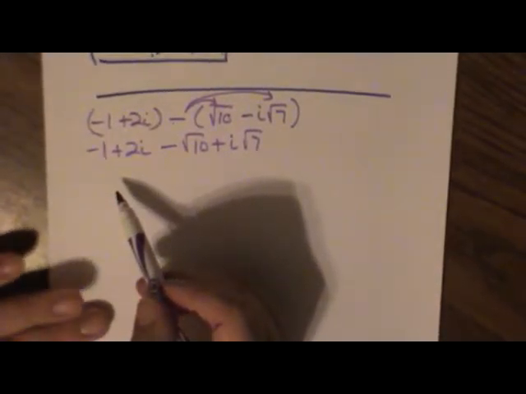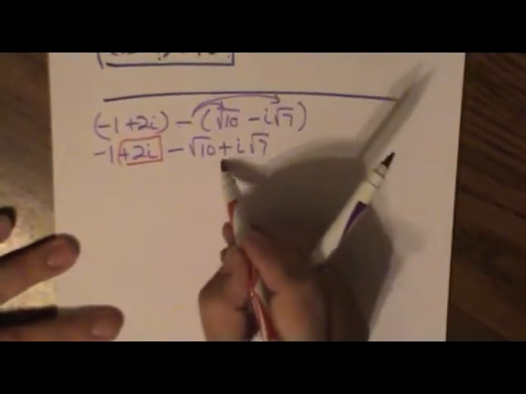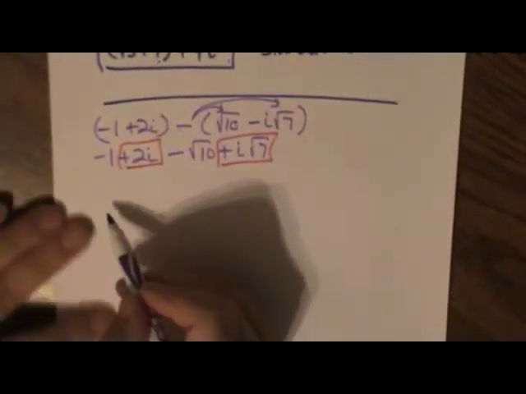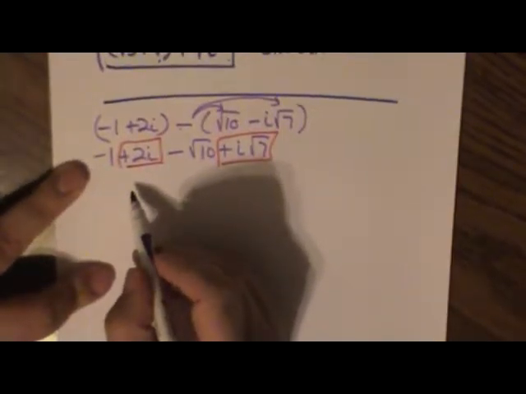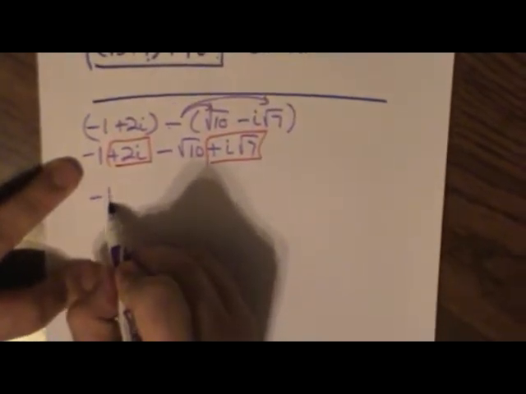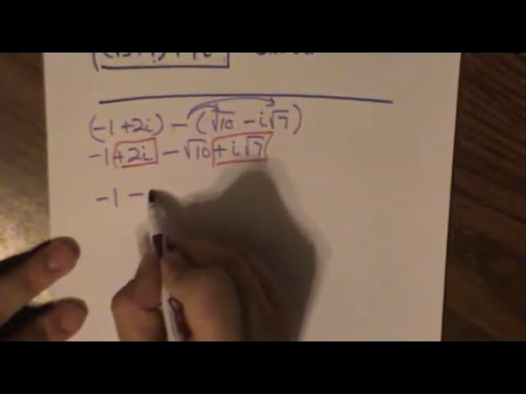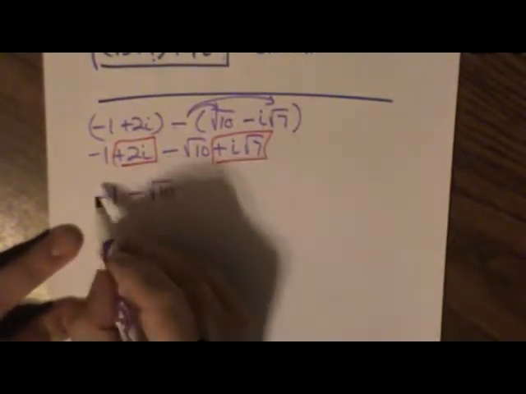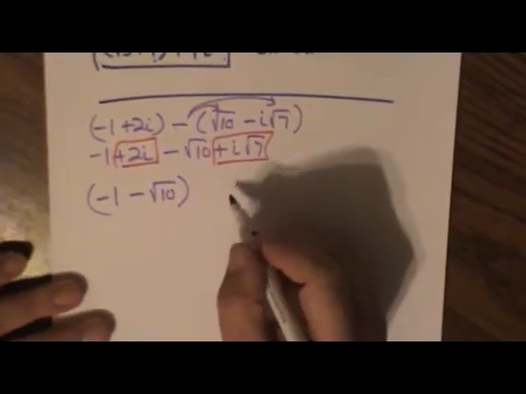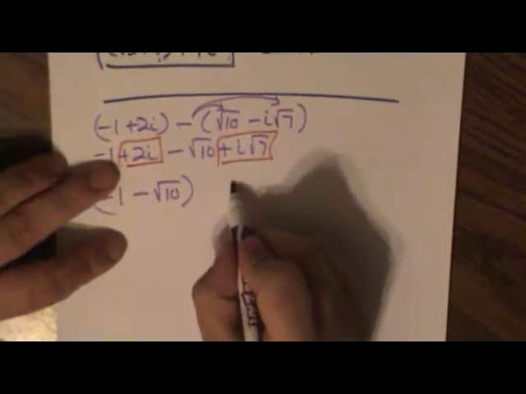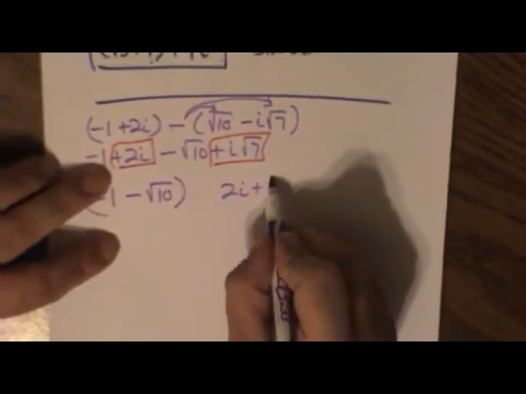Now we're looking at what our real parts are and what our imaginary parts are. The imaginary parts are easy to find because they're all the terms that have the i's in them. But we want to list the real parts first because in standard form, real parts come first. So we're going to have -1 minus the square root of 10, and that's one group. And then our i's are 2i plus i square root of 7.